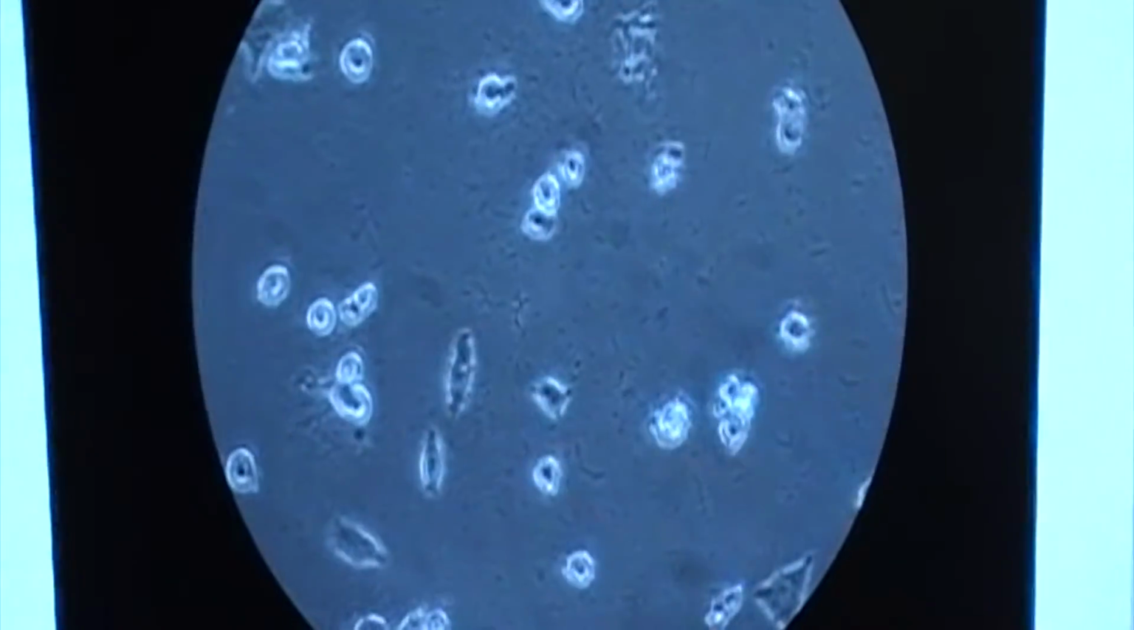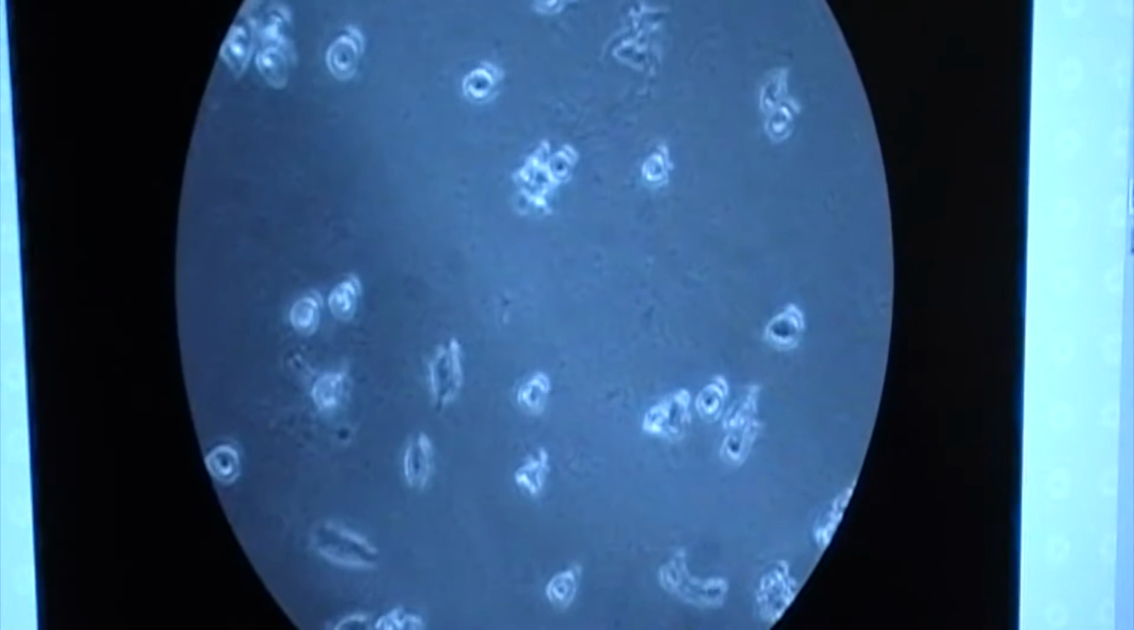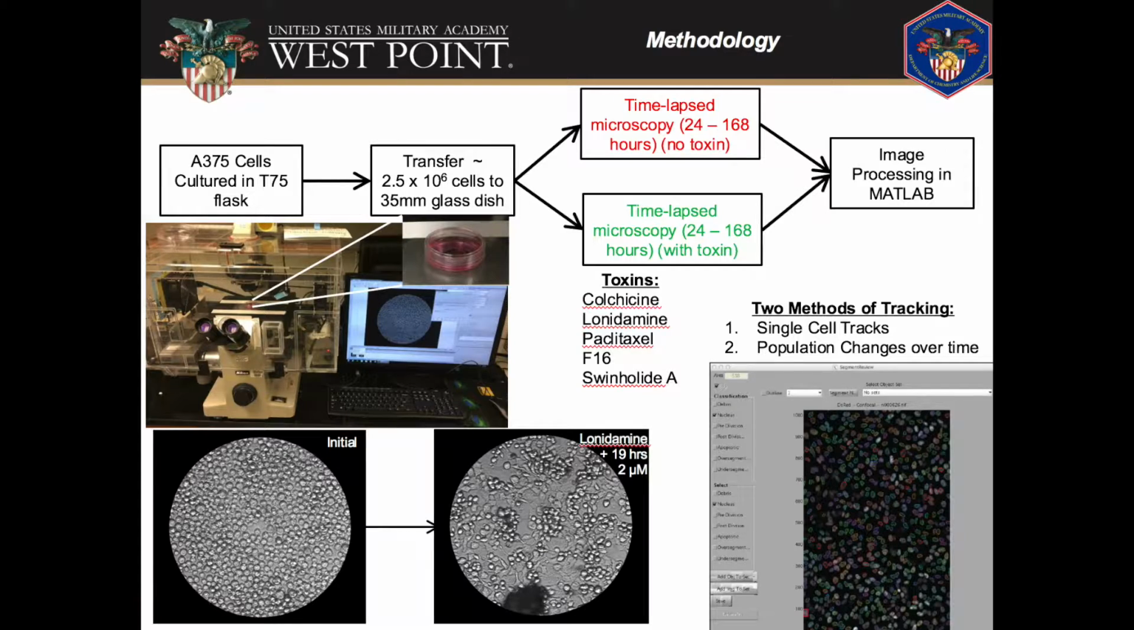The plates are then imaged using a Nikon Eclipse Ti inverted confocal microscope with real-time capture and environmental chamber every 10 minutes for 7 days. The third thing we do is image analysis. We acquire images and analyze them via MATLAB such that each cell in each frame is identified, morphological features measured, motility measured from frame to frame, and death and proliferation rates are taken.